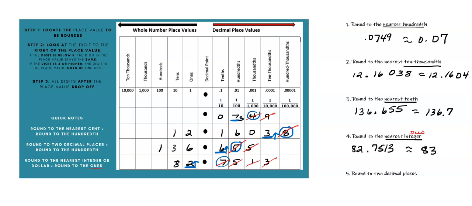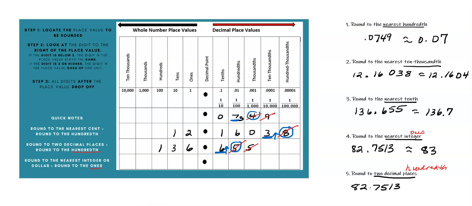Now we're going to use the same number for the next question. And this time we're going to round this same decimal number to 2 decimal places. And this is a very common ask in a lot of the questions that you're going to have. Round to 2 decimal places. So over in our quick notes, when asked to round to 2 decimal places, that's another way of asking you to round to the nearest hundredth.